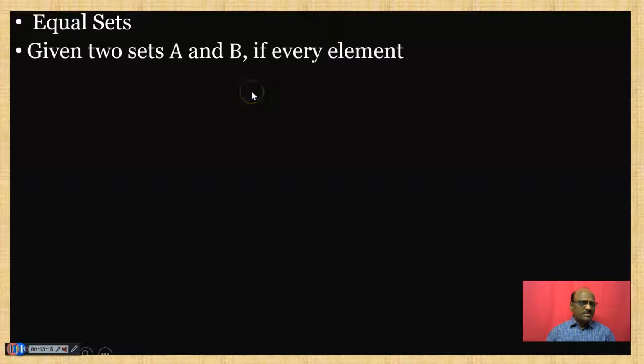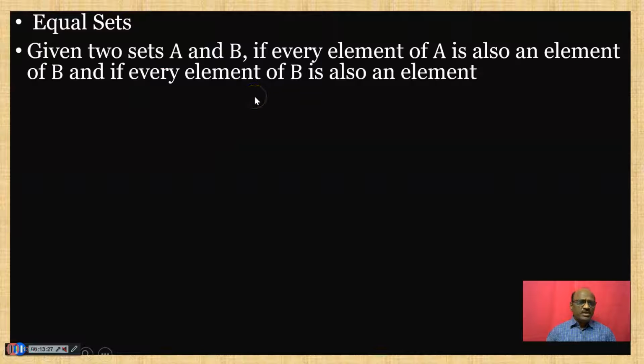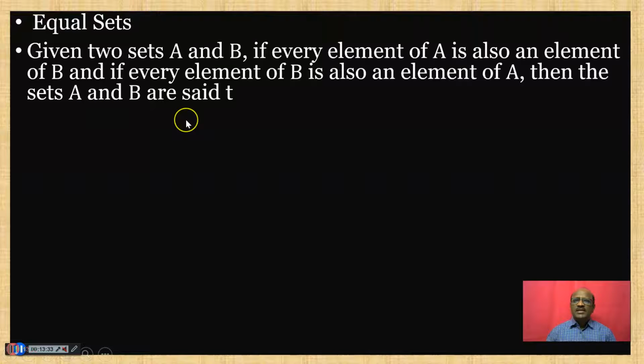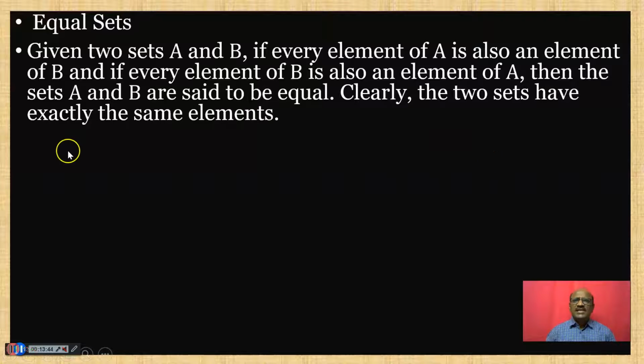Now the next: equal sets. Given two sets A and B, if every element of A is also an element of B, and if every element of B is also an element of A, then the sets A and B are said to be equal. That is, the two sets have exactly the same elements.